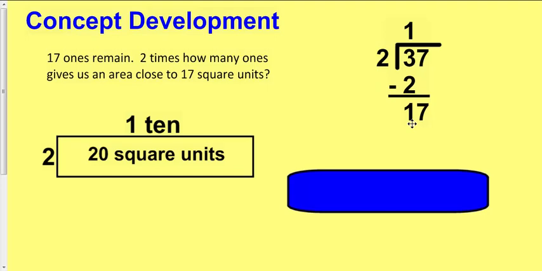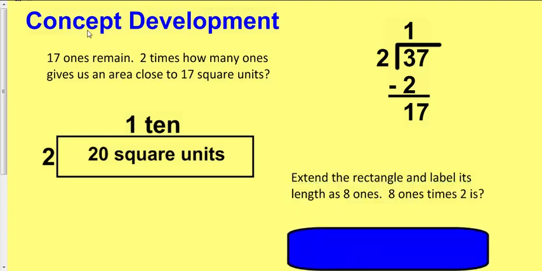So I'm thinking, well, 6 times 2 is 12, 7 times 2 is 14, 8 times 2 is 16, but 9 times 2 is 18. So I can't do 9, so I'm going to have to go back to 8. Okay? So what I want you to do now is we're going to extend our rectangle like this. And I want you to label the length 8. And this will be 8 ones, so you can just put 8. Oops, that's a little big, isn't it? Let's do 8 ones.